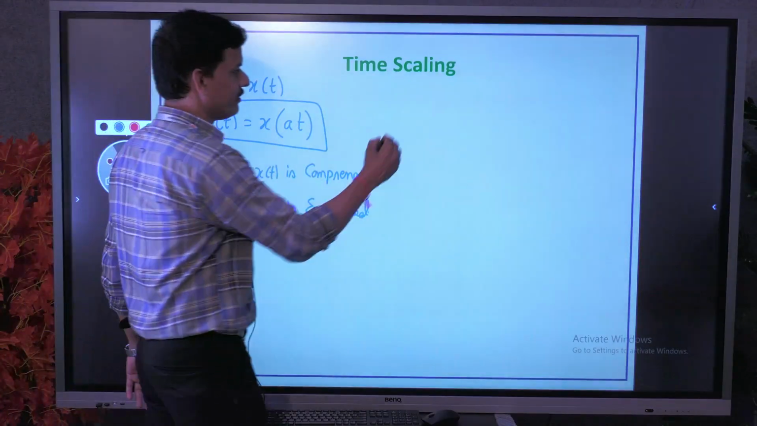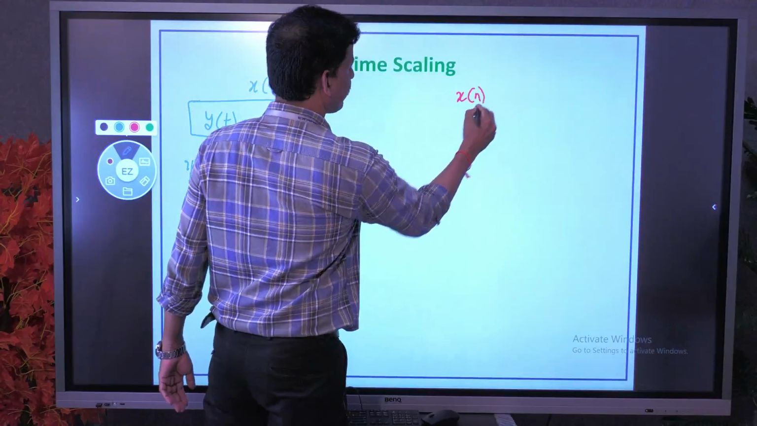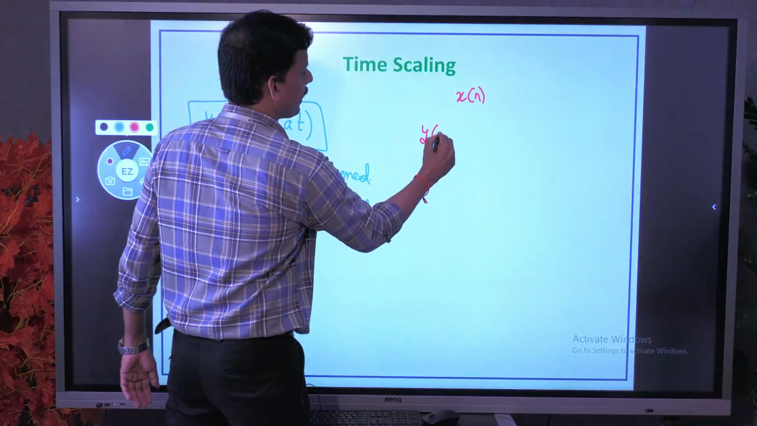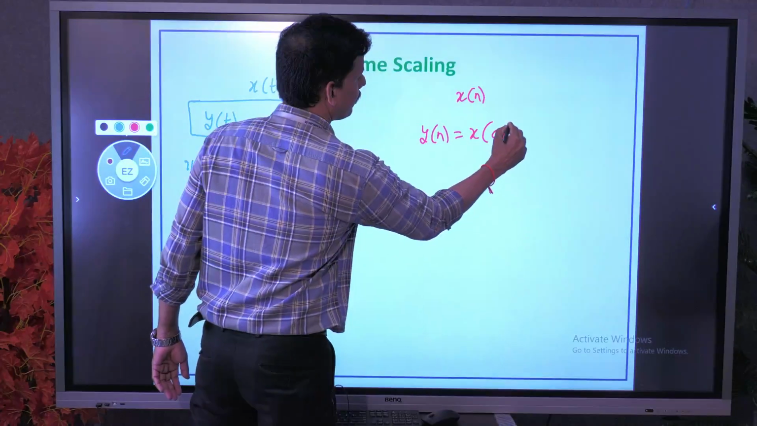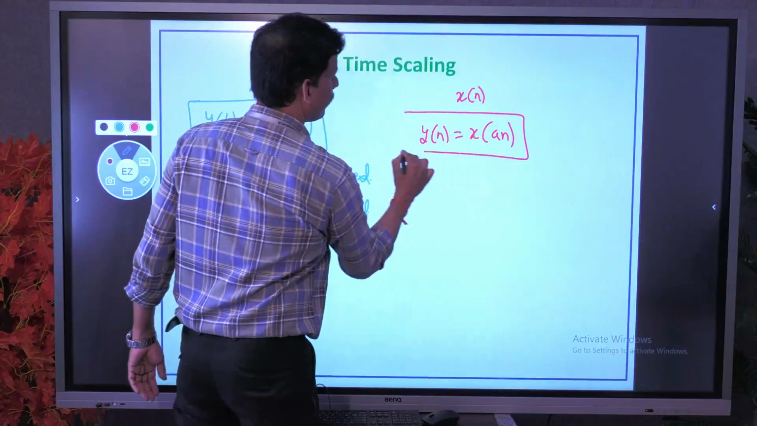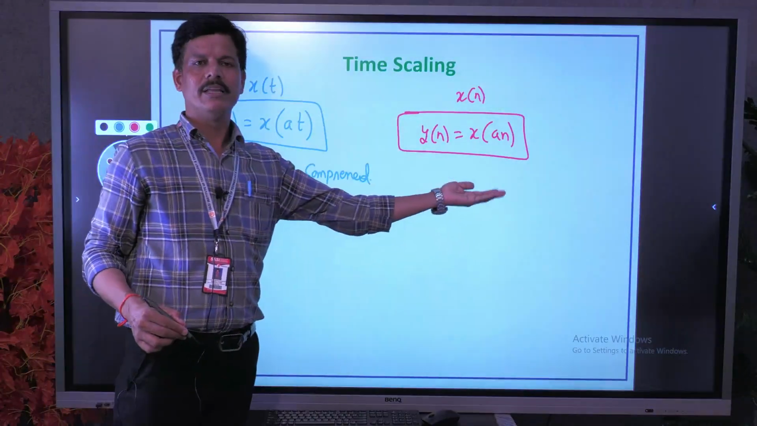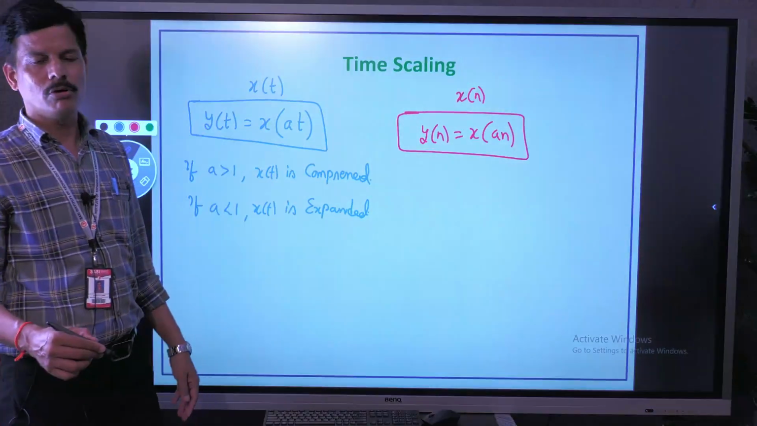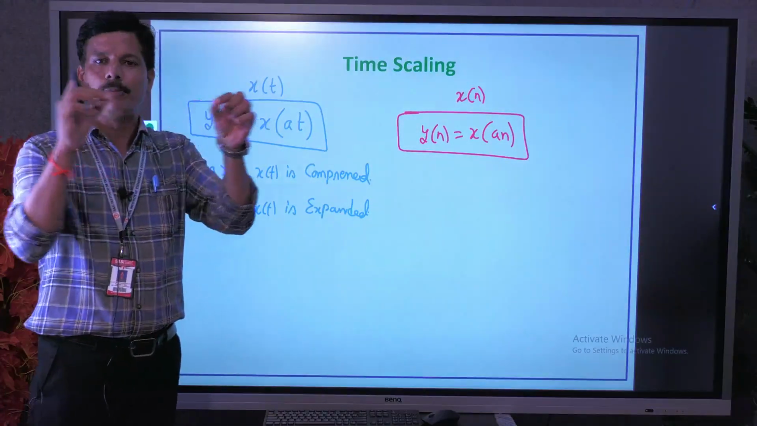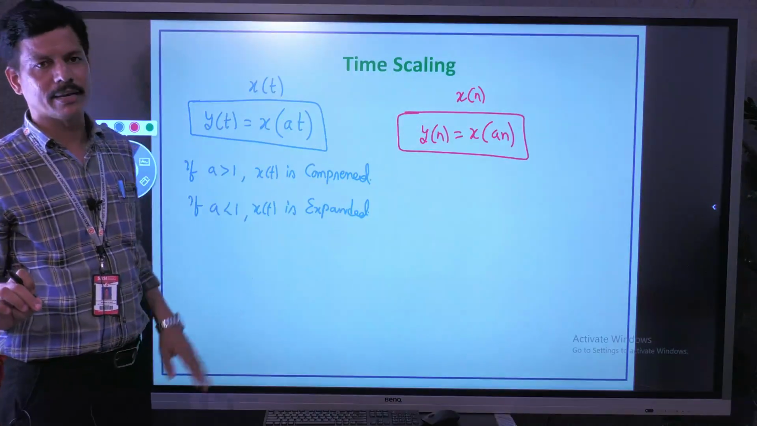Similarly, we can define the same for discrete time also. For a discrete time signal x of n, the time scaled signal y of n is denoted as x of An. Same, if A is greater than 1, it is compression. If A is less than 1, it is expansion. Here also, every value of time variable n is divided by A. Let us see some examples for clear understanding.